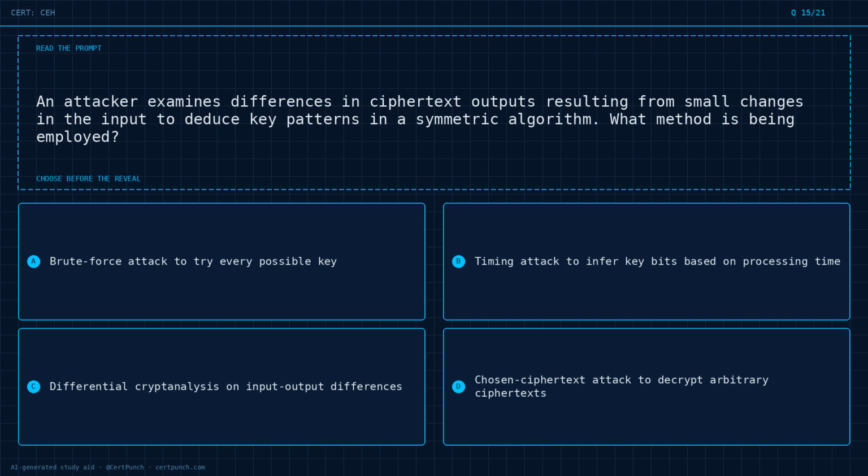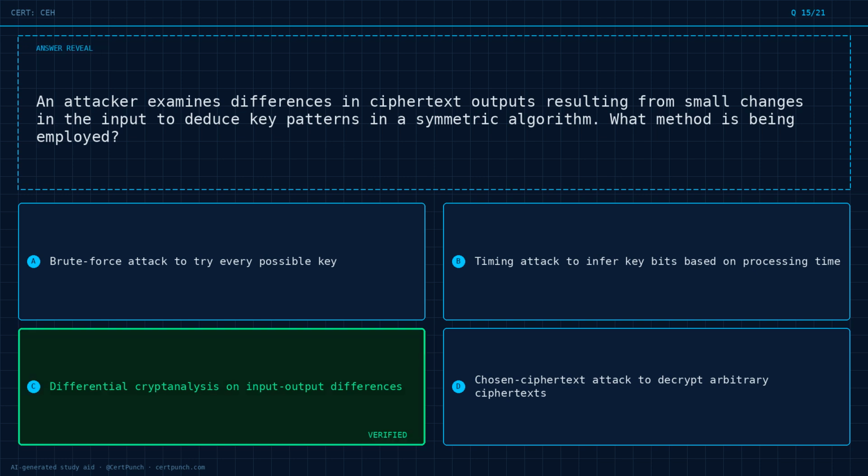Option A, brute force attack to try every possible key. Option B, timing attack to infer key bits based on processing time. Option C, differential cryptanalysis on input-output differences. Option D, chosen ciphertext attack to decrypt arbitrary ciphertexts. Choose the best answer before the reveal. Commit to it now.